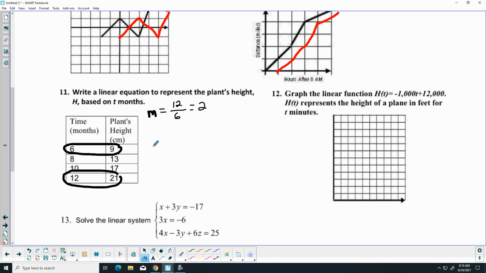Then I'm going to choose one of those points and use point slope form. So I'm going to have y, and I'm going to use this point, minus y1 equals m times x minus x1.